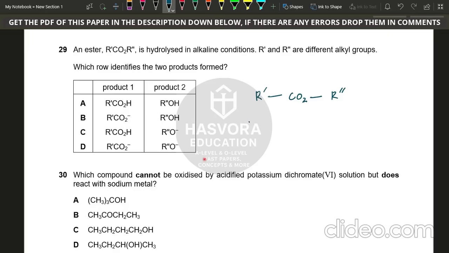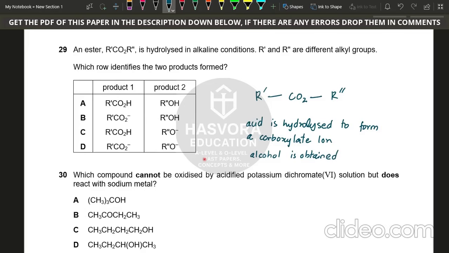So this means that the acid is hydrolyzed to form a carboxylate ion. It forms a carboxylate ion in your alkaline condition, and in your acidic condition what actually happens is that the H plus ion will then react with this carboxylate ion to form a full acid. It will give you your acid, while the alcohol is obtained.